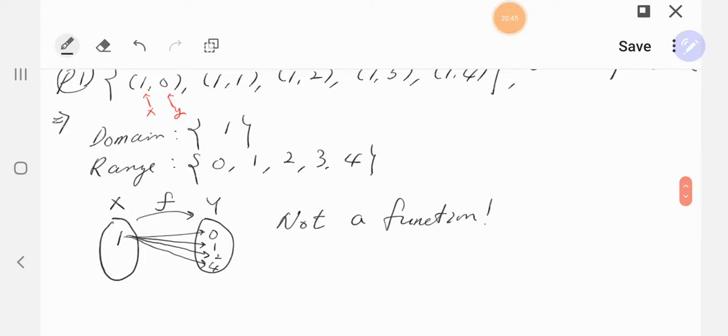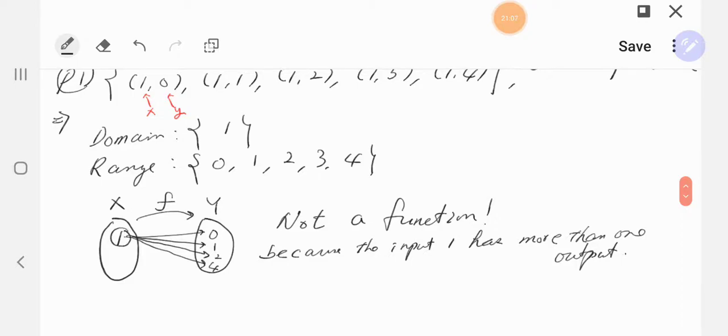Not a function because of what? Because the input 1 has more than one output. Does it make sense? So an input must have only one output. You cannot have more than one output.